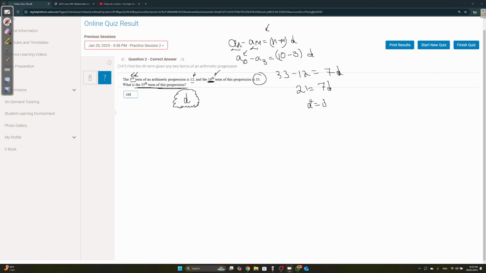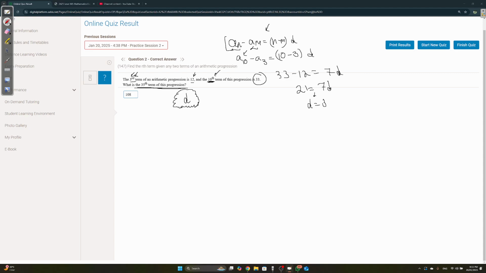Now we know the constant difference. Okay, to find the 35th term, you can use a35 is equal to dn plus b. You can use this formula. You could use a35 is equal to a1 plus (n minus 1)d. You could use that formula. But there's two problems with both of these, and the problem is you don't have a1. Okay, you can find it, of course you can find it, but you're going to have to use an extra step.